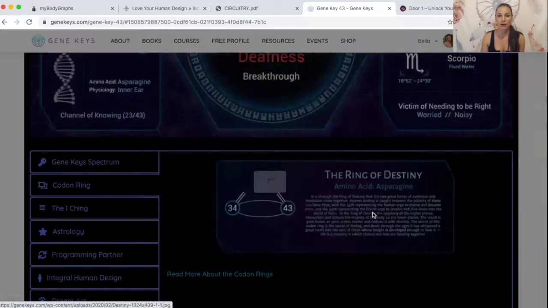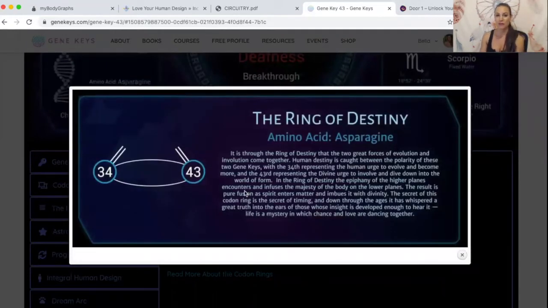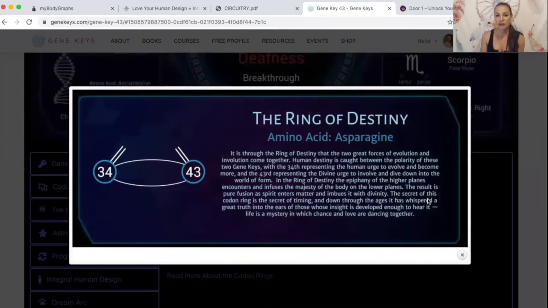Codon ring. So here we are. This is what we were just mentioning. Here it's through the ring of destiny that the two great forces of evolution and involution come together. Human destiny is caught between the polarity of these two gene keys, with the 34th representing the human urge to evolve and become more, and the 43rd representing the divine urge to involve and dive down to the world of form. In the ring of destiny, the epiphany of the higher planes encounters and infuses the majesty of the body on the lower planes. The result is pure fusion, as spirit enters matter and imbues it with divinity. The secret of this codon ring is the secret of timing, and down through the ages, it has whispered a great truth into the ears of those whose insight is developed enough to hear it. Life is a mystery in which chance and love are dancing together.